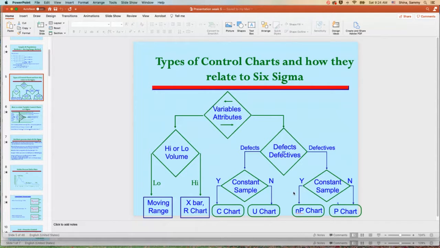For the attribute, we have two types. In the attributes, we are not making a measurement. We're not asking the operators to make a measurement. We might have an automatic or a simple go, no-go gauge that will measure the length of the bolt and will tell you whether it's too short or too long according to the control limits. So what we're doing with these charts is counting the probability of a unit in manufacturing being out of control.